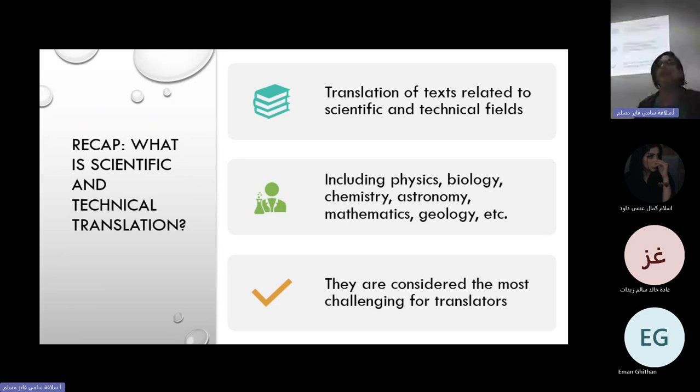So what does it include? It includes a lot of disciplines, mainly physics, biology, engineering, sciences, and so on and so forth, okay? And the most important thing is that they are considered difficult to translate. Why? They have specialized jargon. Okay, so you need to know these jargons in order to translate them correctly.